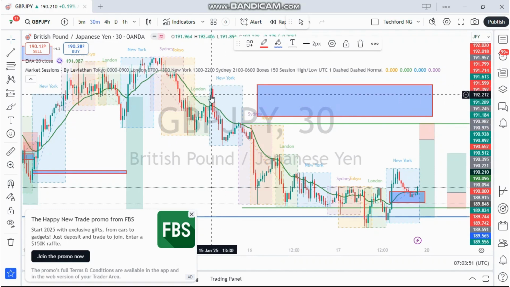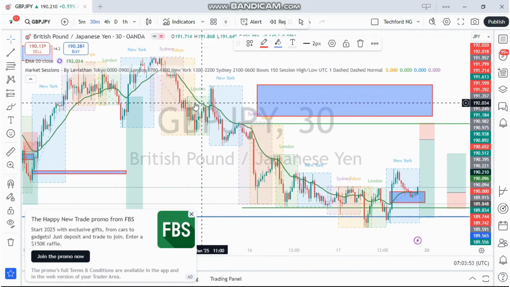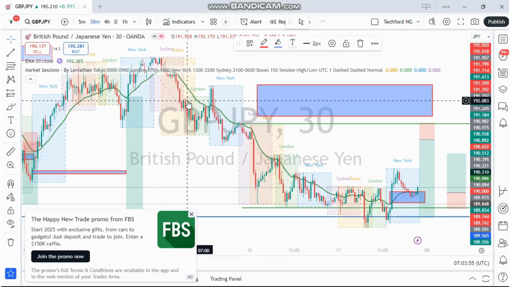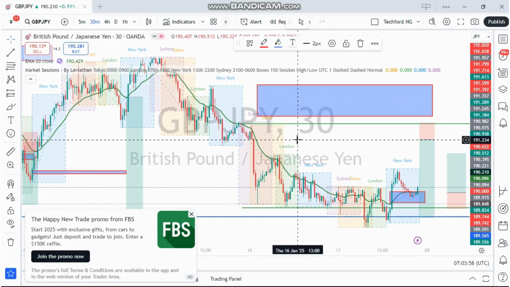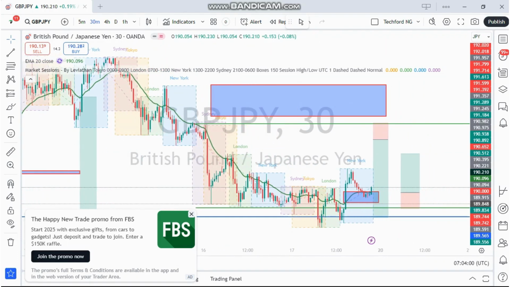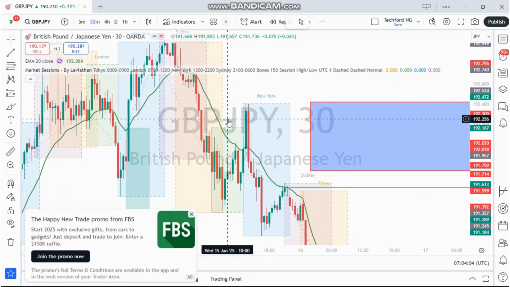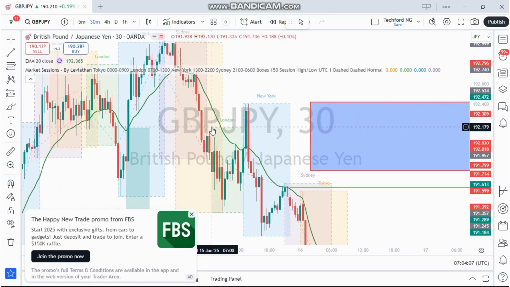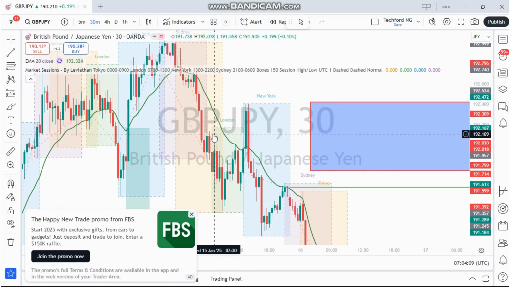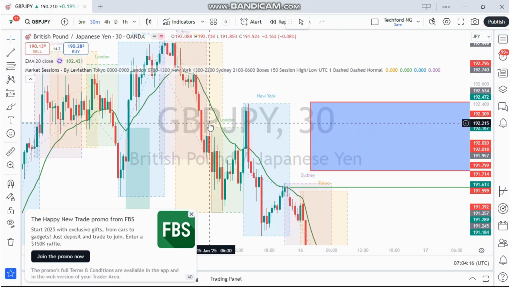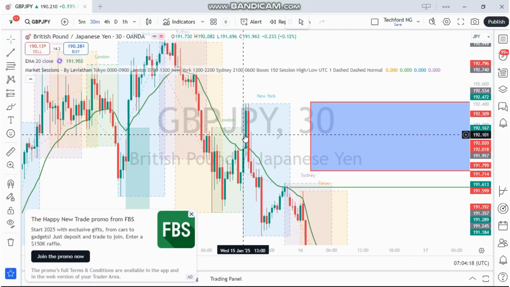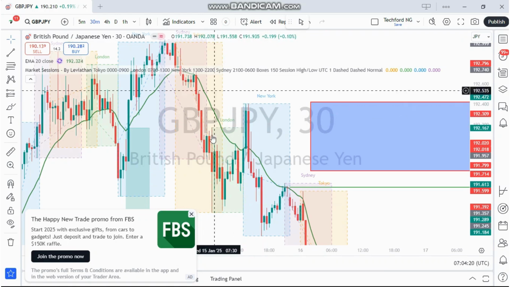Now you see that New York, London section created a liquidity at this point. Let me zoom so you see. Now, looking at this point, London created a liquidity here. It also created a liquidity here, right? Now, the New York section started off as a sweep.